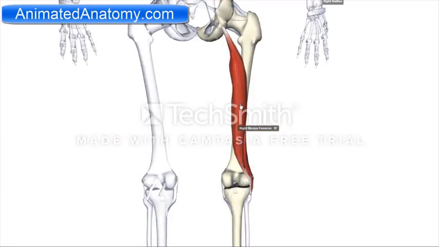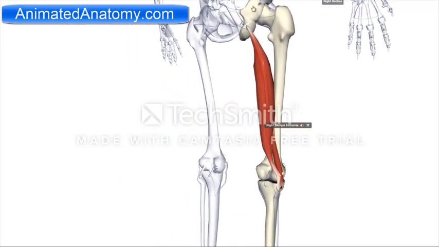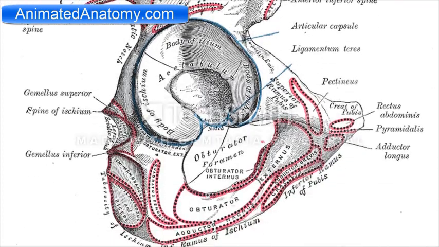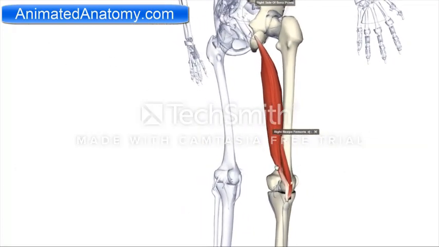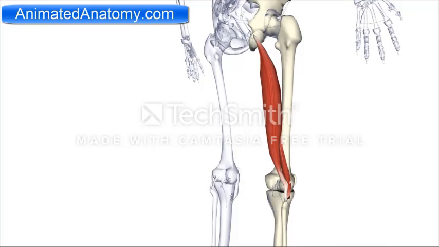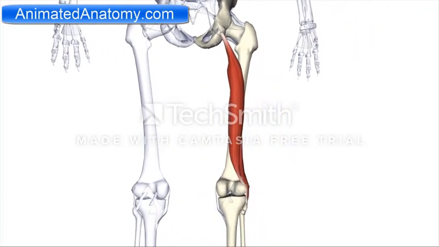Then the long head has the origin on the ischial tuberosity here on the ischium. If we look at it here, here it says biceps. It's right there where it originates. Now, this muscle inserts on the head of the fibula. The head of the fibula later articulates with the back of the lateral condyle of the tibia.